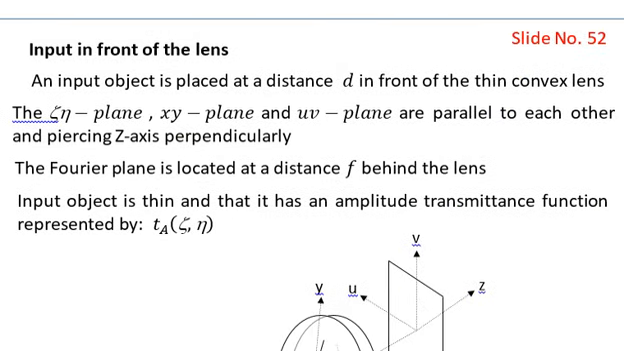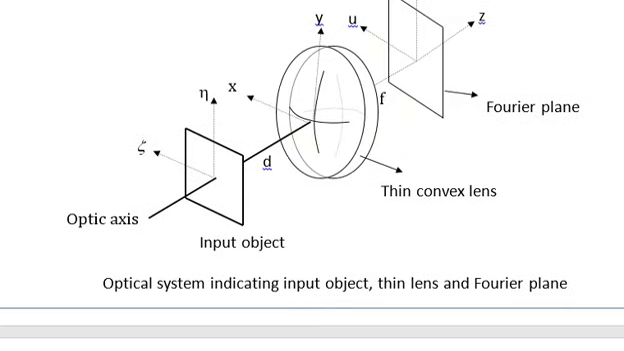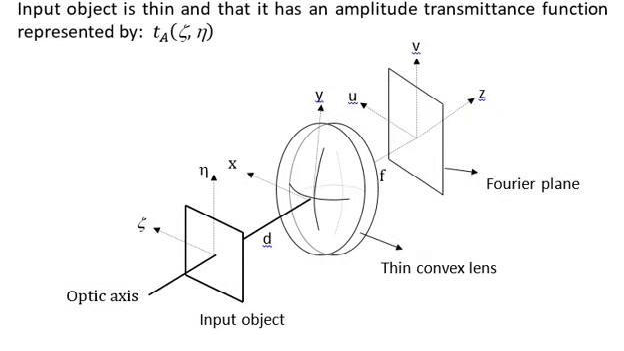Now we have the case in which we have the input in front of the lens as shown in the diagram. So we have three planes, zeta eta plane, xy plane and uv plane. All these planes are parallel to each other. The lens is placed at the xy plane. The input object is placed at the zeta eta plane, and the Fourier plane is the uv plane where we determine the field that is incident on the input object. And you know that the optic axis is along the z axis.